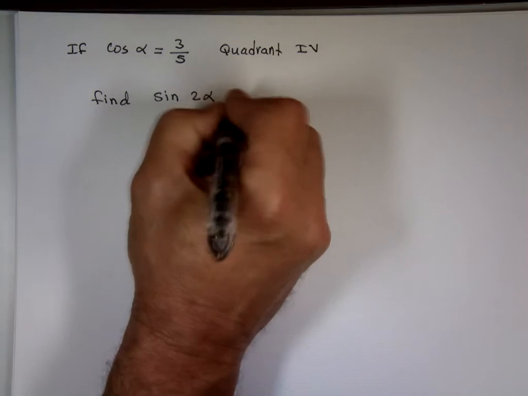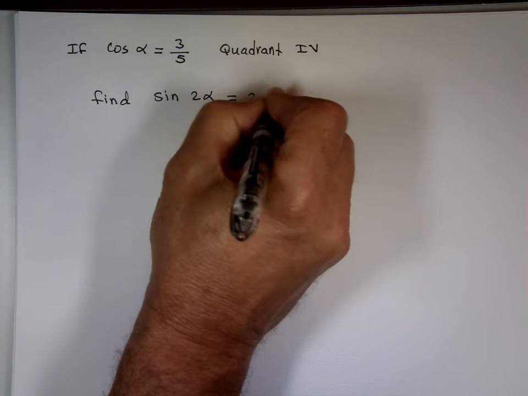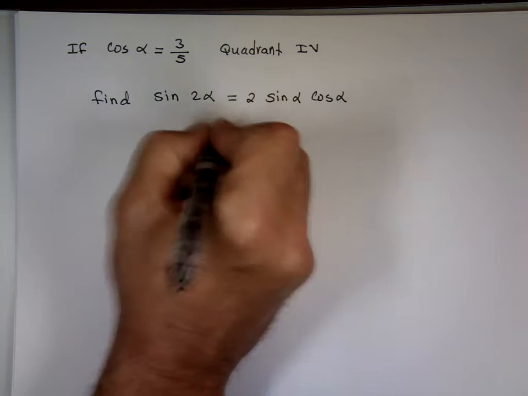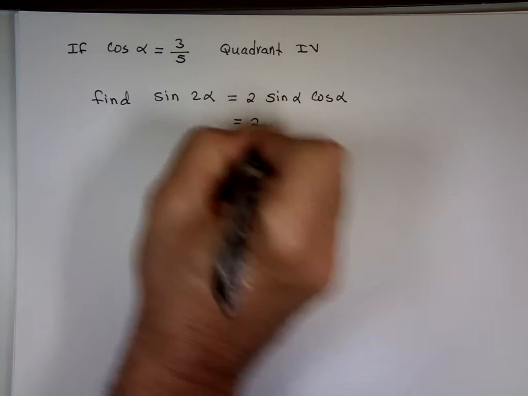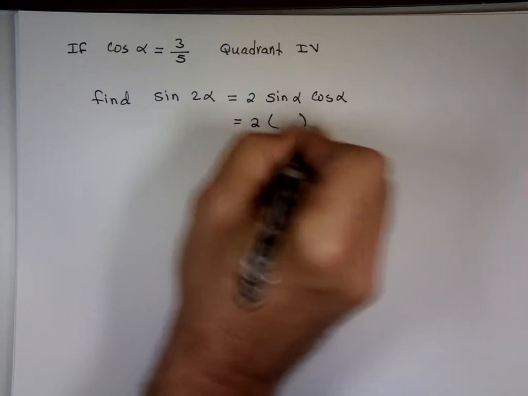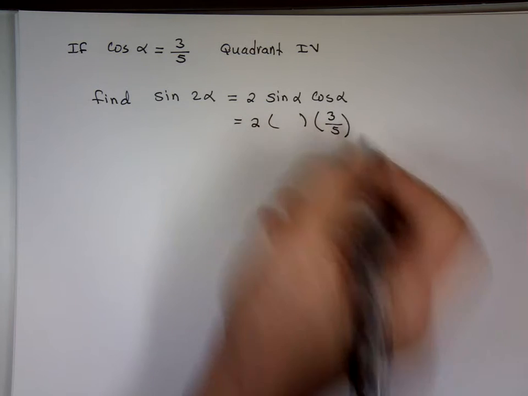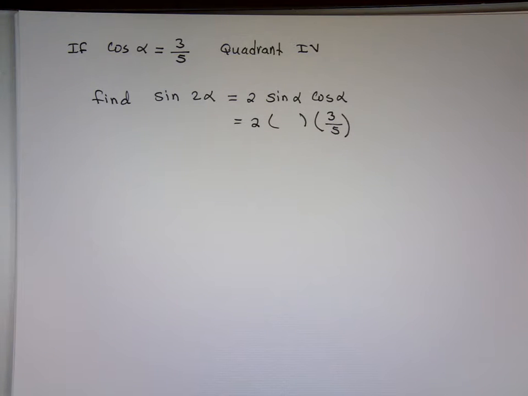Well, this is sine 2 alpha. There's only one rule for that: 2 times sine of alpha, cosine of alpha. So 2 times, I don't know sine of alpha, but I know cosine alpha. So if I know sine of alpha, I'm done. How do we figure what sine of alpha is? Let's take a look at what we have.